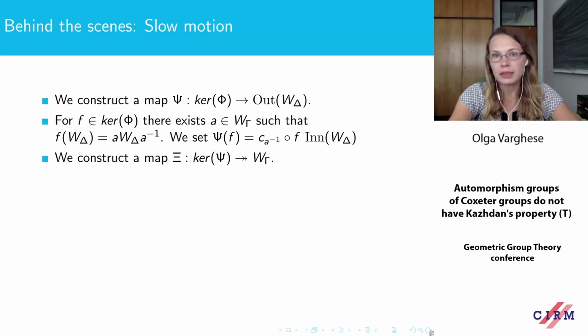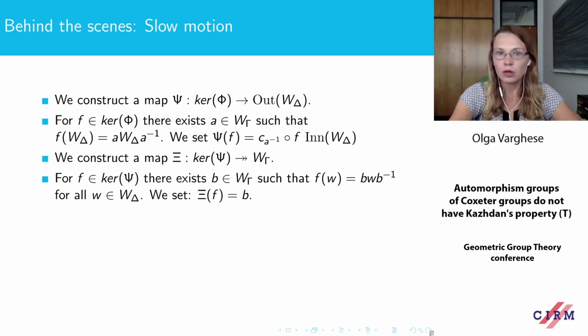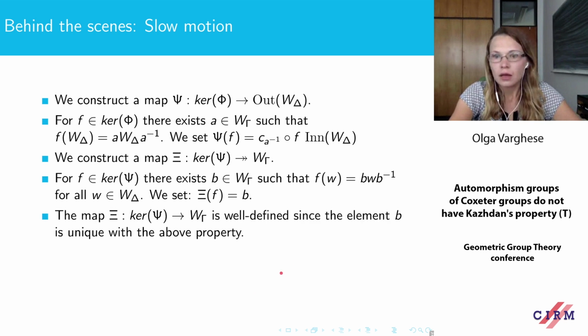So then we construct a map psi from the kernel of psi to W gamma. So for F in the kernel of psi, there exists a B in W gamma such that the image of W under F is a conjugation by B for all W in W delta. And we set psi F equal B. Okay, so this map is a well-defined one. So why? Because this element B is unique with this property.